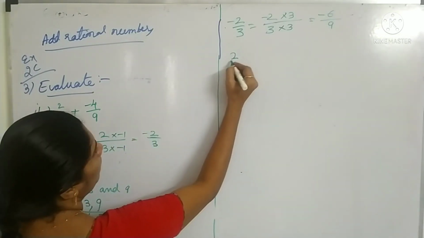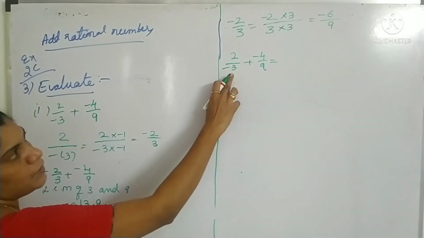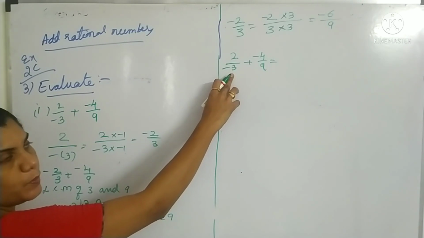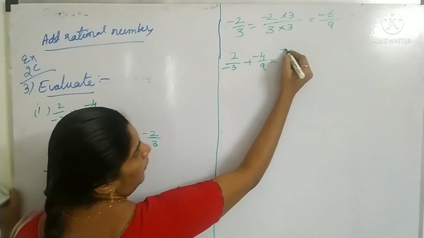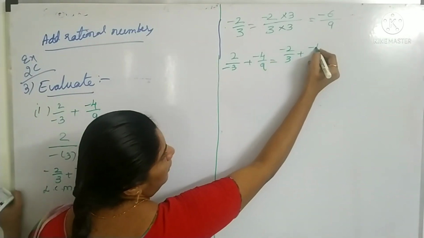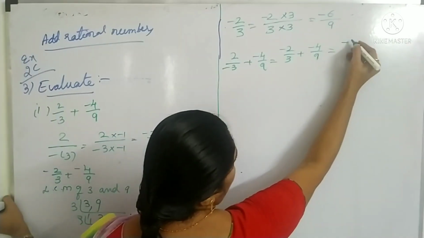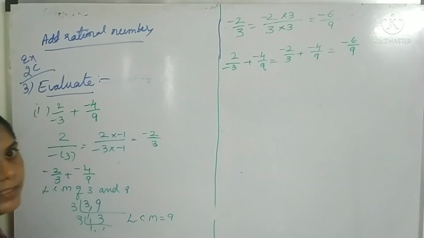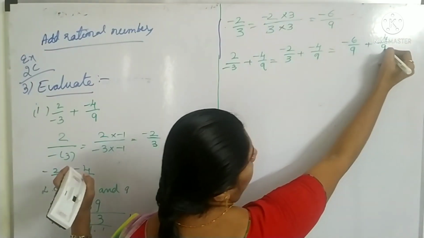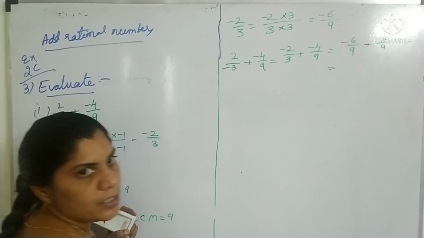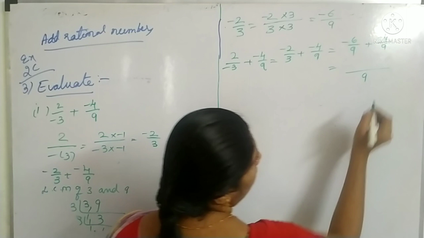So what is our actual problem? 2 by minus 3 plus minus 4 by 9. Now we have converted this negative denominator into positive: minus 2 by 3 plus minus 4 by 9. Minus 2 by 3 is also converted into the equivalent denominator of the LCM, minus 6 by 9, plus the next one, minus 4 by 9. Now we got the same denominators, that is 9.